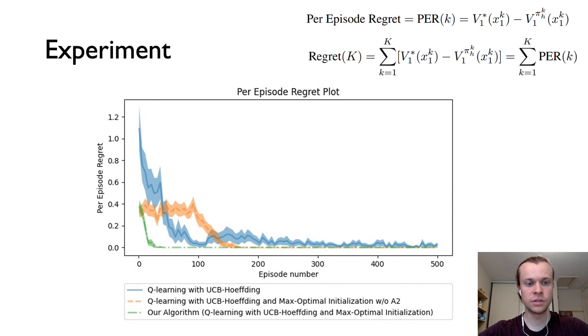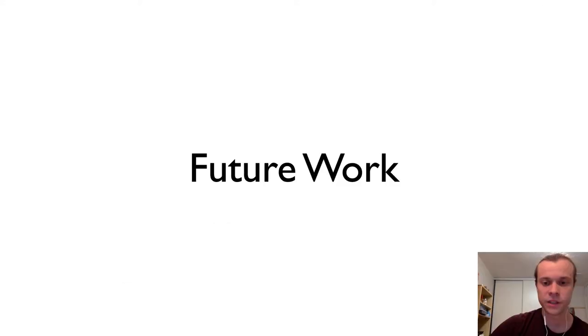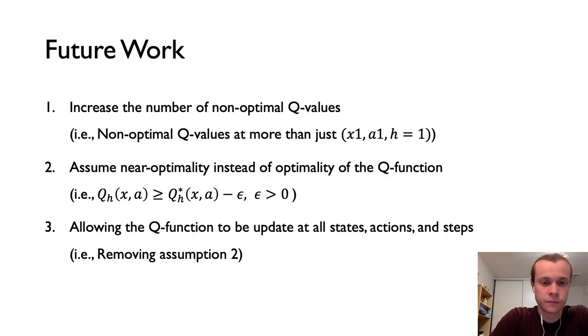We'd also like to mention these results were averaged over 50 independent trials, and the shaded area represents a 95% confidence interval. Finally, we'll wrap this talk up by talking about future directions. We think there are three distinct directions that we can take this work into the future.